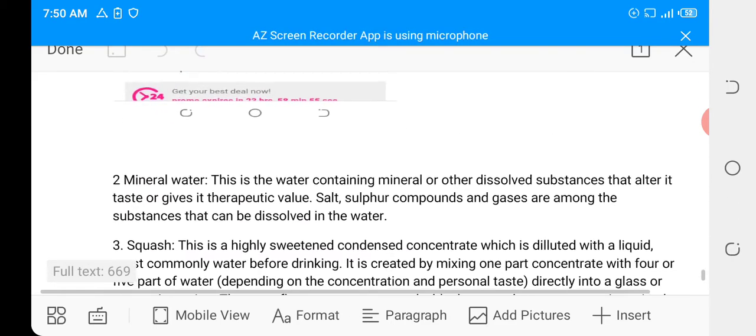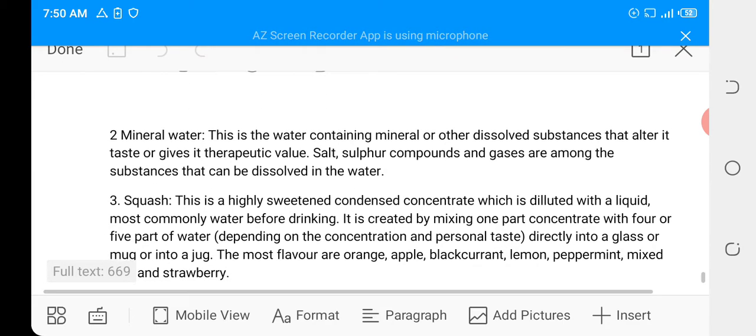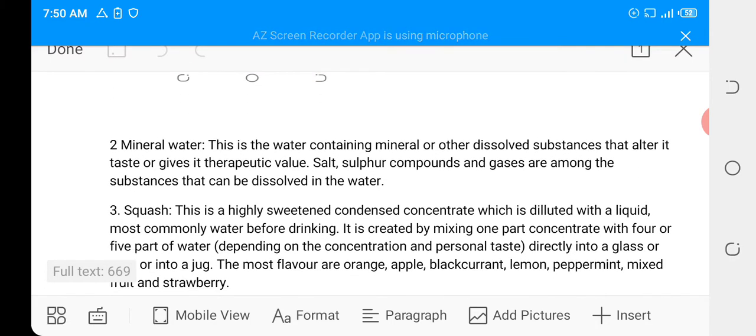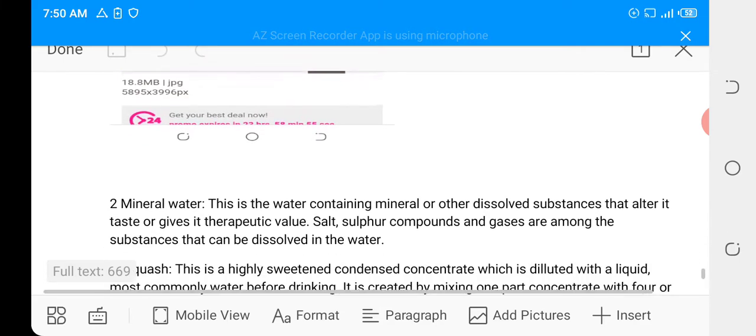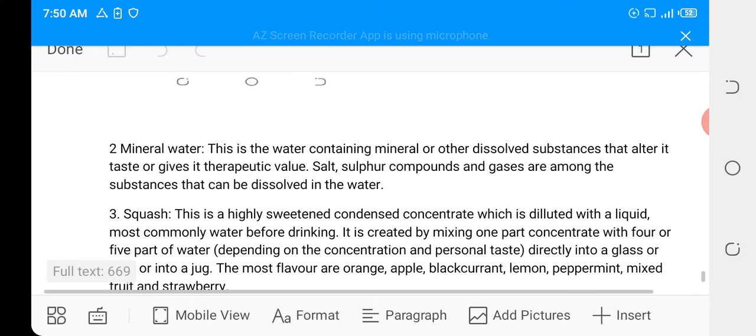Having said that, let's look at mineral water. This is water containing minerals or other dissolved substances that alter its taste or give it therapeutic value. Salt, sulfur compounds, and gases are among the substances that can be dissolved in water. We call all these soda water. These are the salt, sulfuric compounds, and gases that can be dissolved in water to get mineral water.